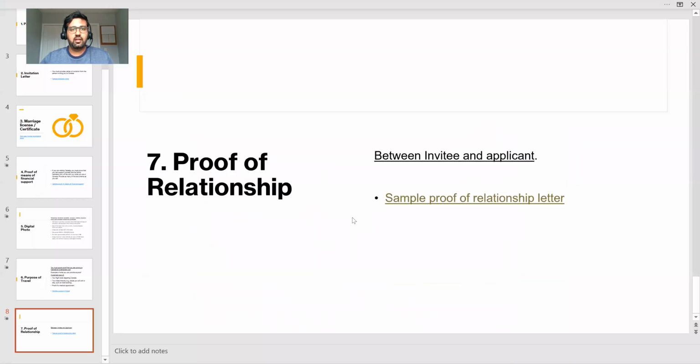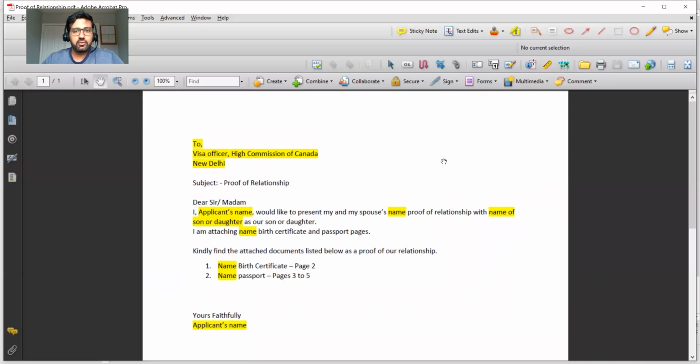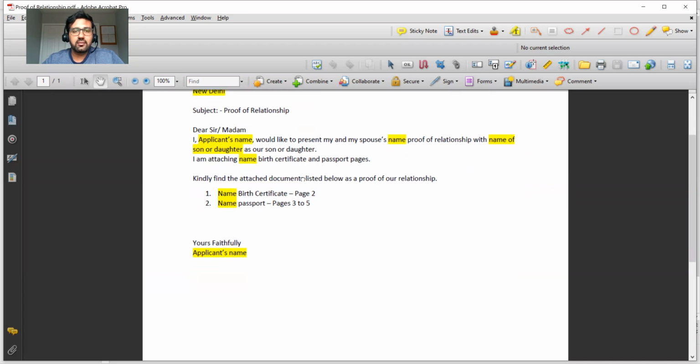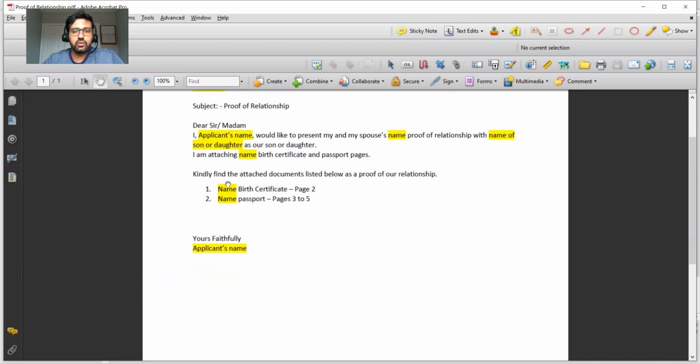Moving forward, proof of relationship. So this is the proof of relationship between the invitee and the applicant. And I have prepared an explanation letter regarding the proof of relationship. I would like to present my and my spouse's name, proof of relationship with the son. For this, I have attached two documents. That is my birth certificate, which specifies the name of father and mother, and my passport. So this includes the details of my parents as well.